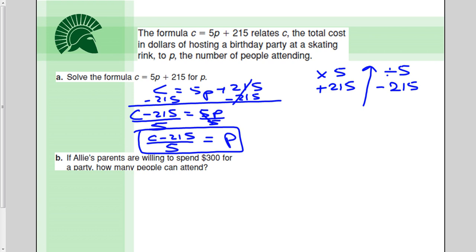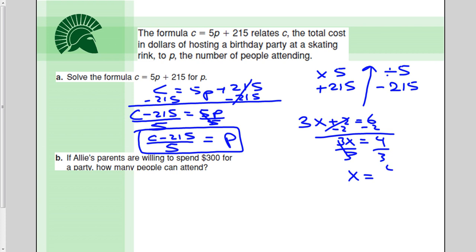And this is why it's called a literal equation. All the operations that I usually use to solve a basic equation, like 3x plus 2 is equal to 6, I subtract 2, and I get 3x is equal to 4, and then I divide by 3, and I get x is equal to a number.